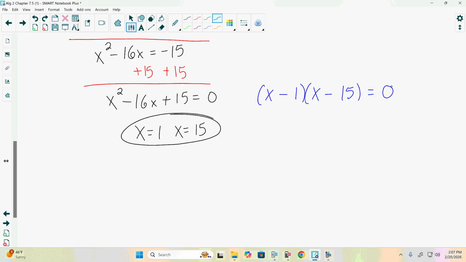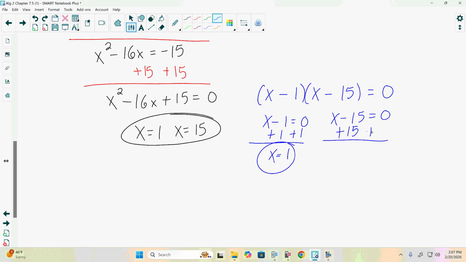If we factored it, 2 sets of parentheses with 3 spaces. Since the third term is positive, the signs are the same and match the sign of the middle term. So negative and negative. Factors of x squared are x and x. Then we'd take 1 and 15. Set both of them equal to 0 and solve. Both methods work. You don't have to do both. You just have to do one or the other.